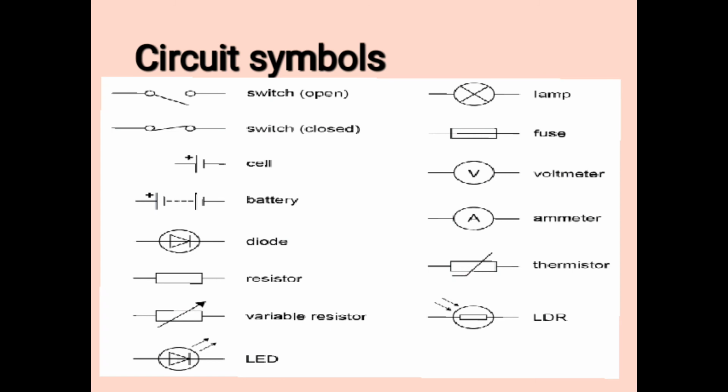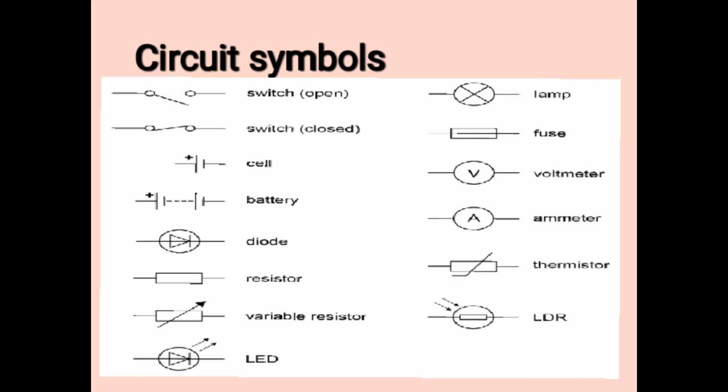So the first one that we have is a switch. A switch may be open or closed. The first one which we have is an open switch. That simply means that it is not yet turned on. And then we have a closed switch. That one means now that something has been turned on. If it is a bulb, it is going to be lit.